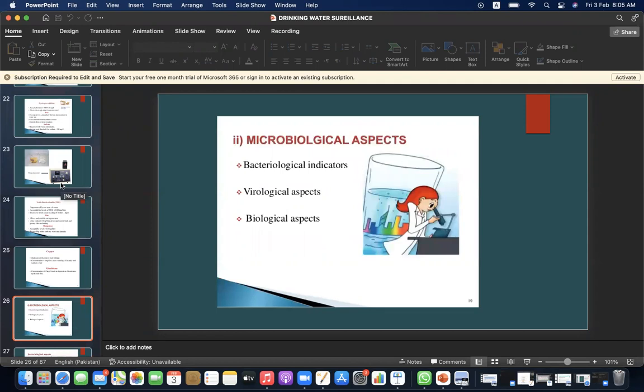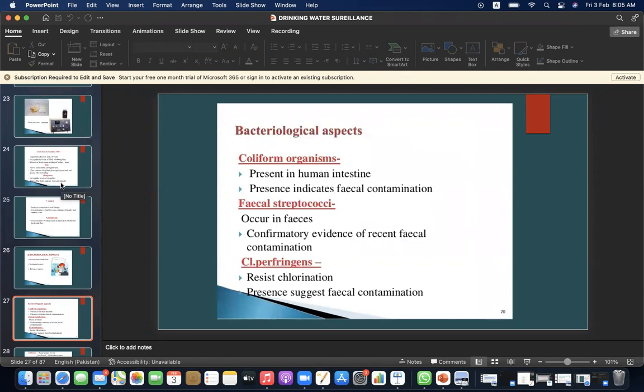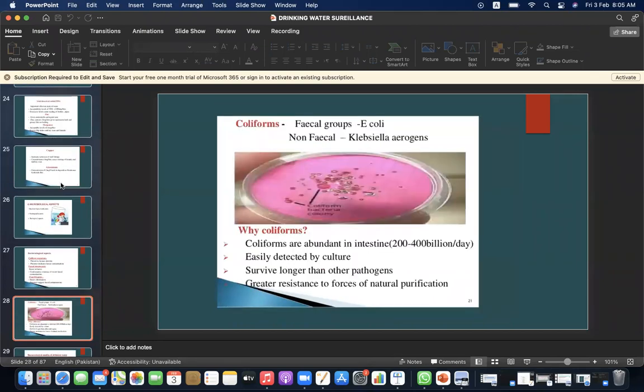Microbiological aspects: bacteriological indicators, virological indicators, and biological aspects. Bacteriological aspects: coliform organisms are present in the human intestine. Their presence indicates fecal contamination. Fecal streptococci occur in feces and are confirmatory evidence of recent fecal contamination. Clostridium perfringens resists chlorination; its presence suggests fecal contamination.